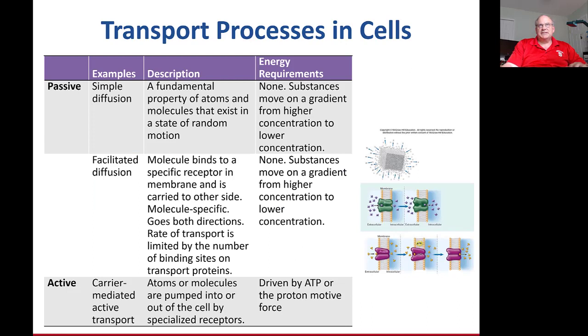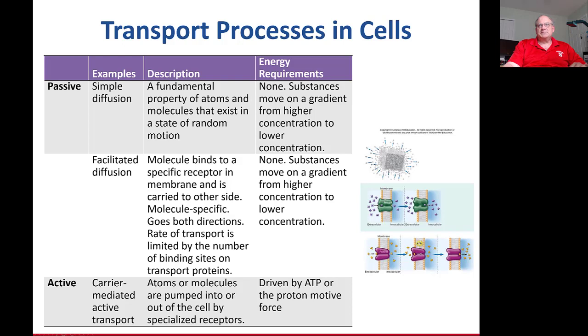Okay, let's shift gears and talk about transport. In transport, we have two types. We have passive and active. Passive is just simple diffusion. It's just a fundamental property, Brownian movement. Things are shaking and moving, and as a result, molecules will move randomly around, and it's just passive.